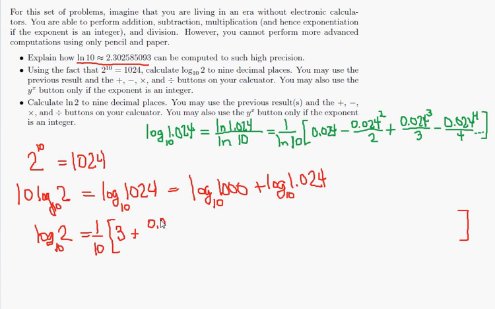0.024 minus 0.024 squared divided by 2 plus 0.024 cubed divided by 3 minus 0.024 to the 4th power divided by 4. And let me just write out a few more terms.